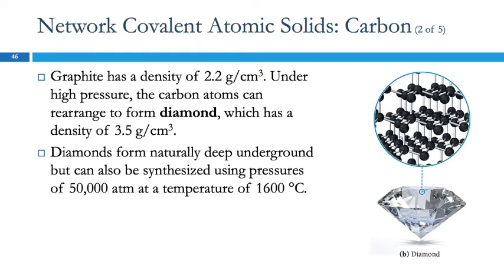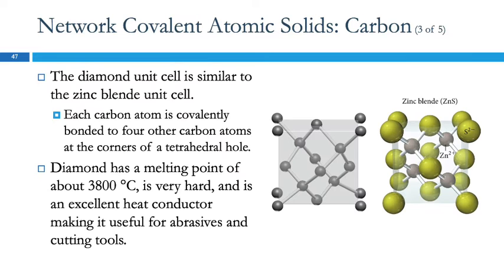A diamond is also pure carbon, just like graphite. But it has a larger density, and the atoms are now closer together. Here they are bonded together covalently in all three dimensions. That makes the diamond very strong and also gives it a really high melting point. The diamond unit cell is similar to that zinc blende cell, but we have carbon atoms in there.